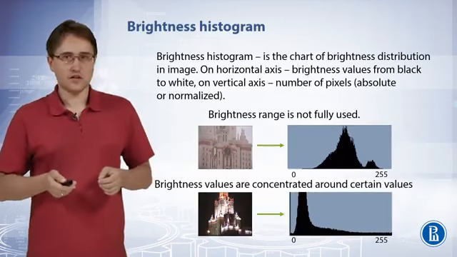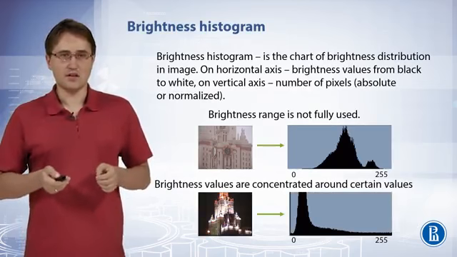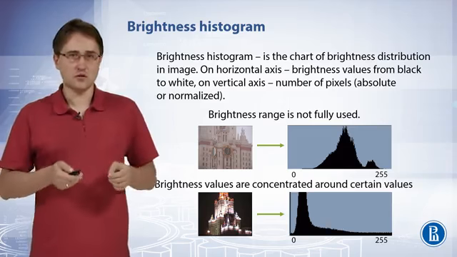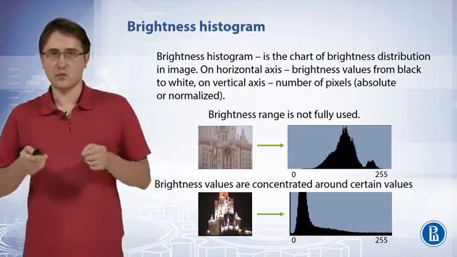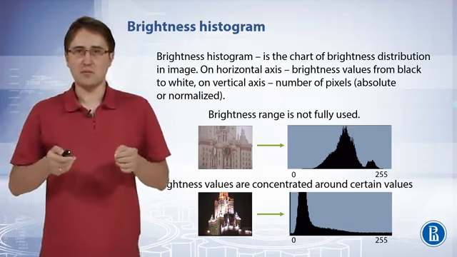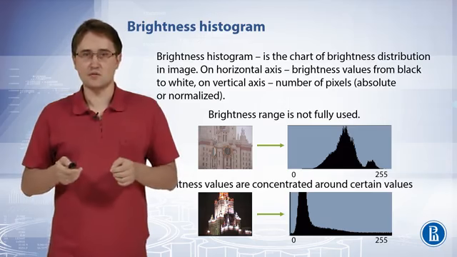To evaluate the tone transfer in image, we need to first build the brightness histogram. The brightness histogram is the chart of brightness distribution in image. On horizontal axis, brightness values from black to white are represented. On the vertical axis, the number of pixels, absolute or normalized, with the respective brightness value.